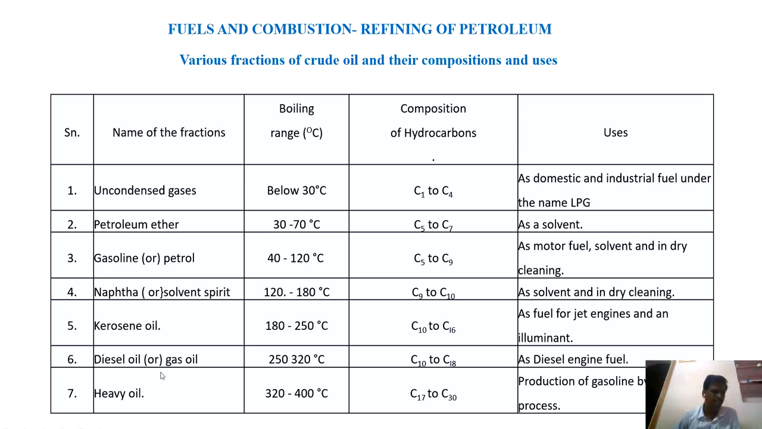And then diesel oil, gas oil. It starts to evaporate from 250 to 320 degrees centigrade. It contains 10 to 18 carbons and can be used as diesel engine fuel. And heavy oil starts to separate when the temperature reaches 320 to 400 degrees centigrade. It contains 17 to 30 carbon materials, and it is useful for the production of gasoline by the cracking process.